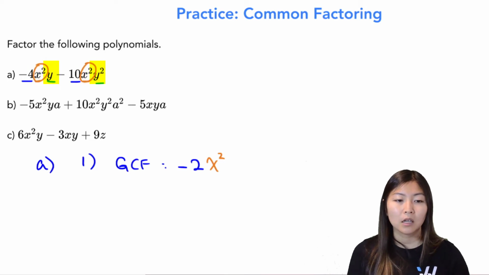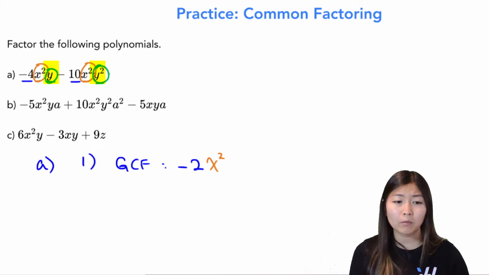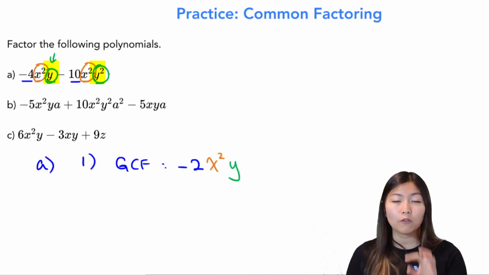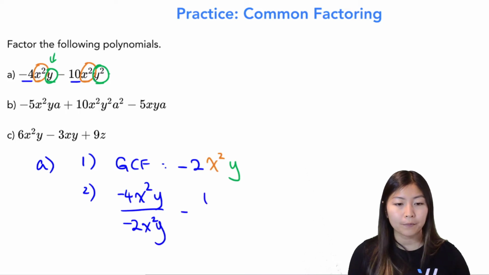How about the y's? The first one only has a y, and the second one has a y squared. I can't be greedy and take out a y squared because this first term can't give up a y squared. It can only give up a y. So y is the greatest common factor for that y part. Step 2, we're going to take our polynomial and divide every single term by the GCF, negative 2x squared y.